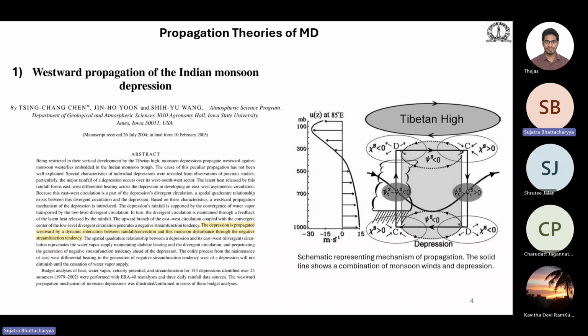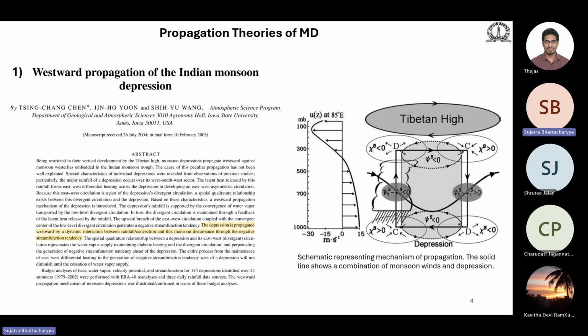They said that there exists some sort of a secondary circulation around the depression, which is an east-west circulation. This circulation maintains the water vapor moisture anomalies that come into this particular region towards the downstream of the depression. And since there is convergence in the lower levels, the moisture converges here, goes up, and fuels this convective activity towards the west of the depression.